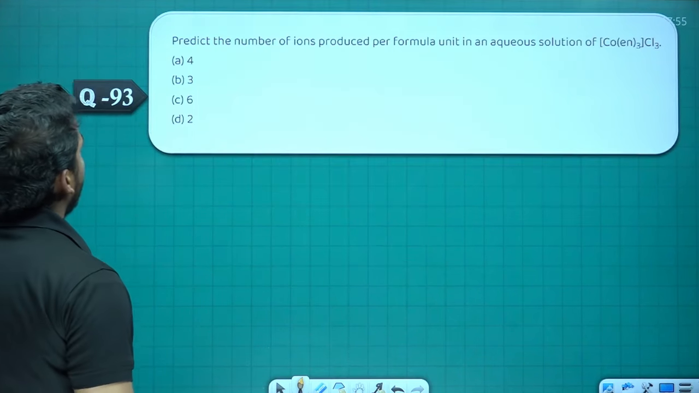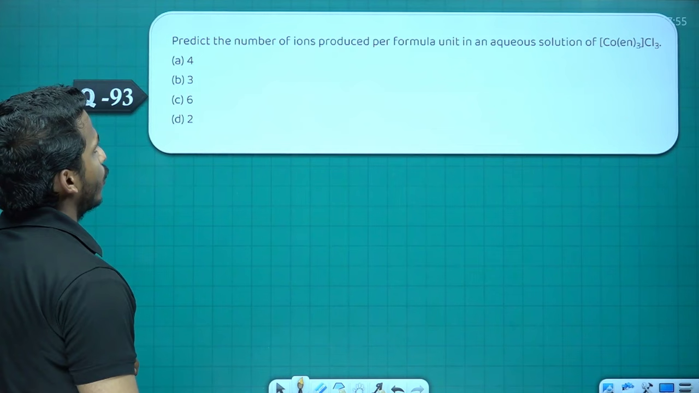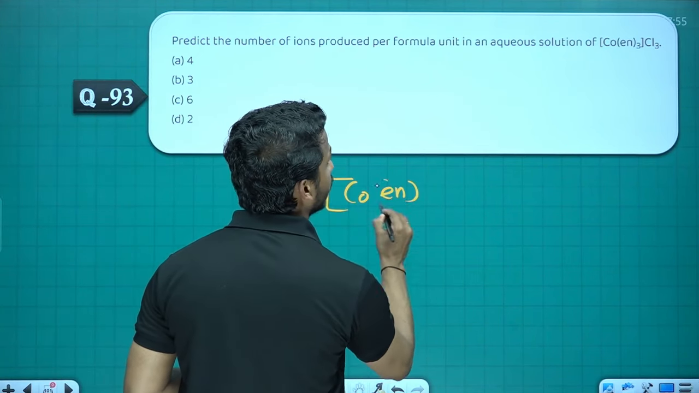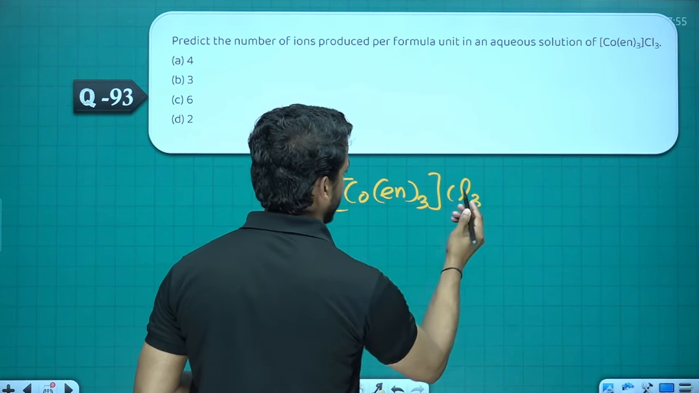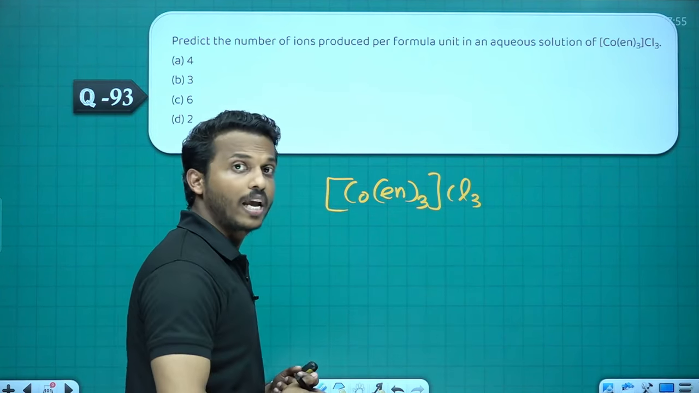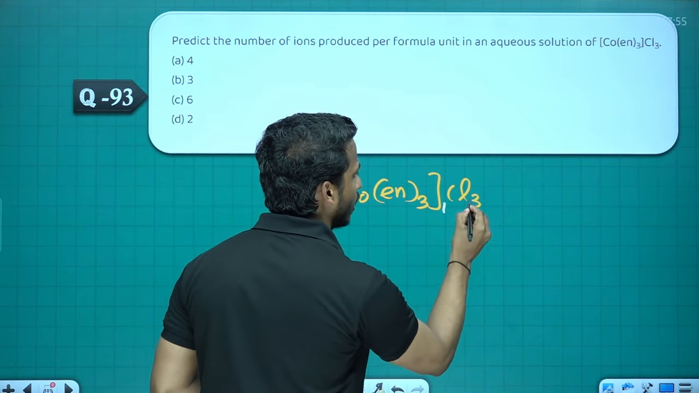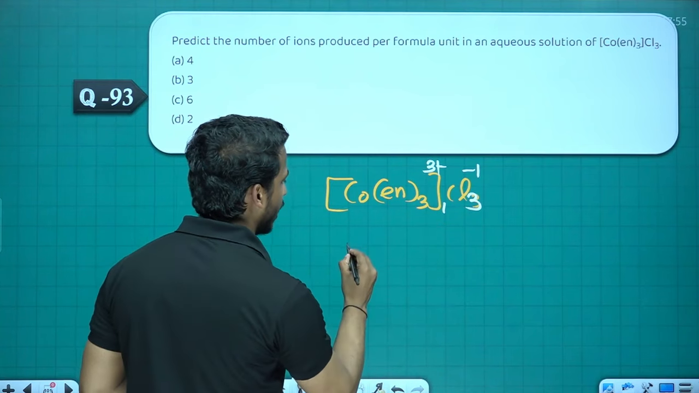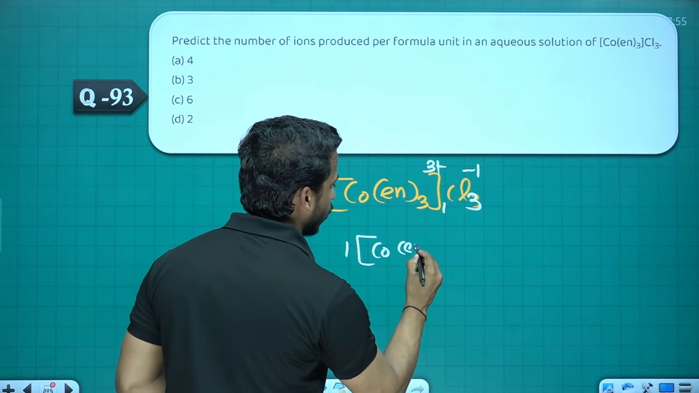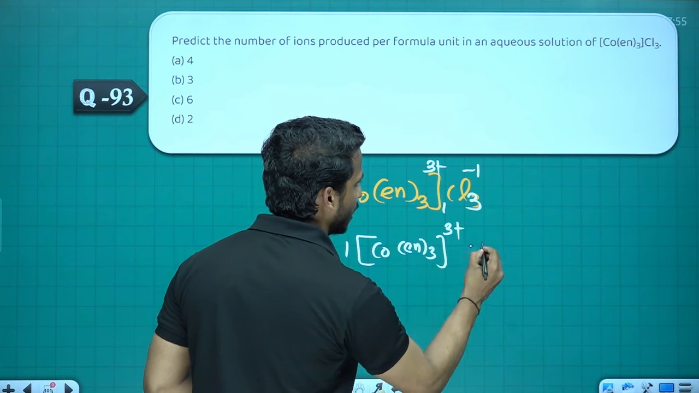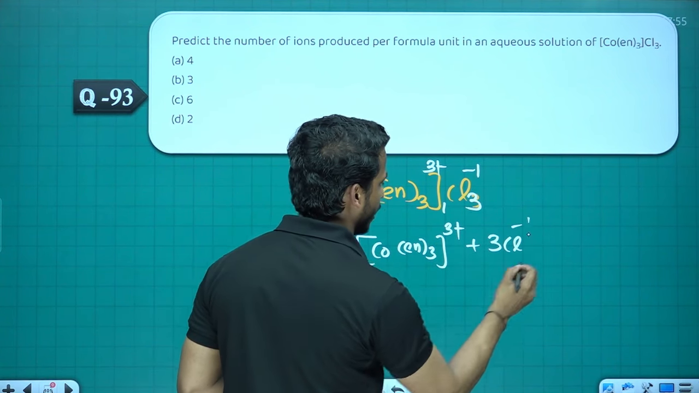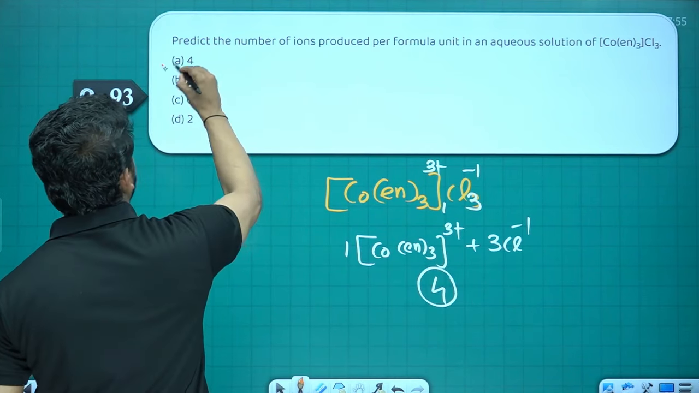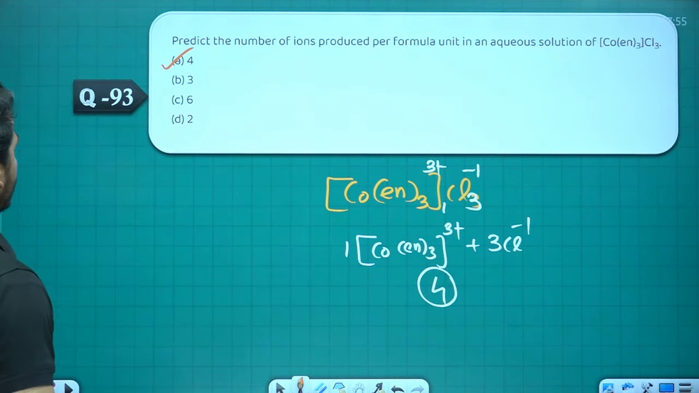Yes, fine. Now predict the number of ions produced per formula for the complex [Co(en)3]Cl3. This complex, how many ions can it produce? Let me write this complex 1 time, this is 3 times. This 3 comes from here, this 1 comes from here. So we will get 1 complex [Co(en)3], overall charge 3 plus, and 3 chlorine with a charge minus 1. 1 plus 3, total it's giving you how many ions? 4 ions can be produced. So total number of ions, 4.